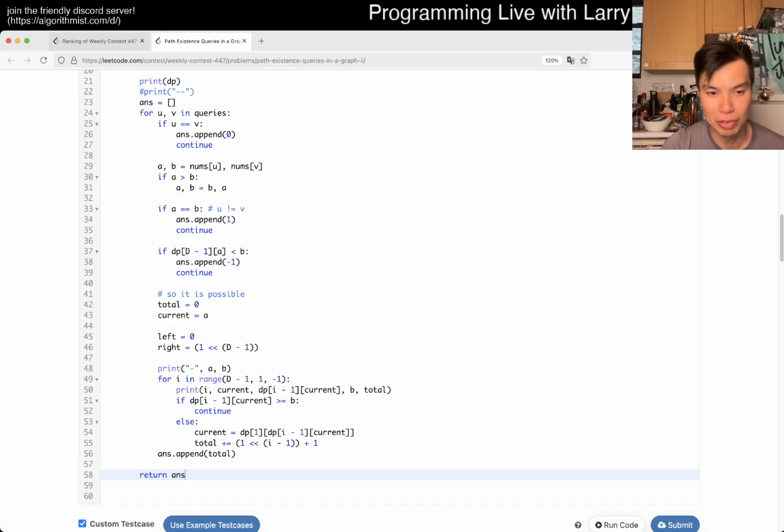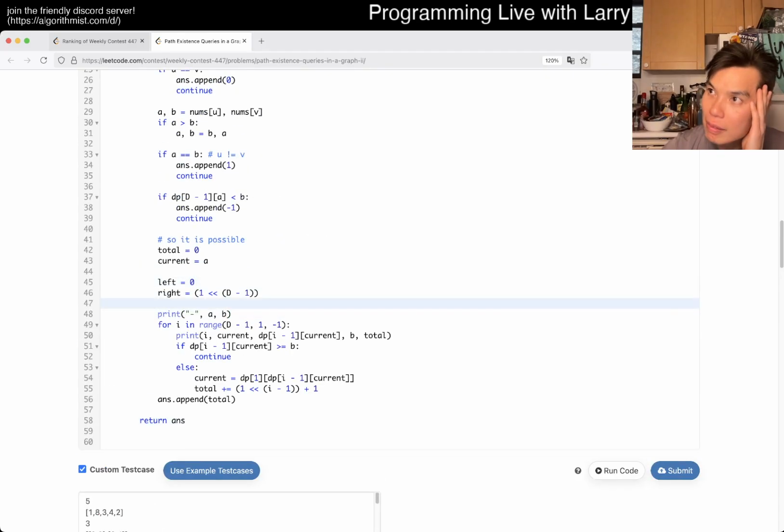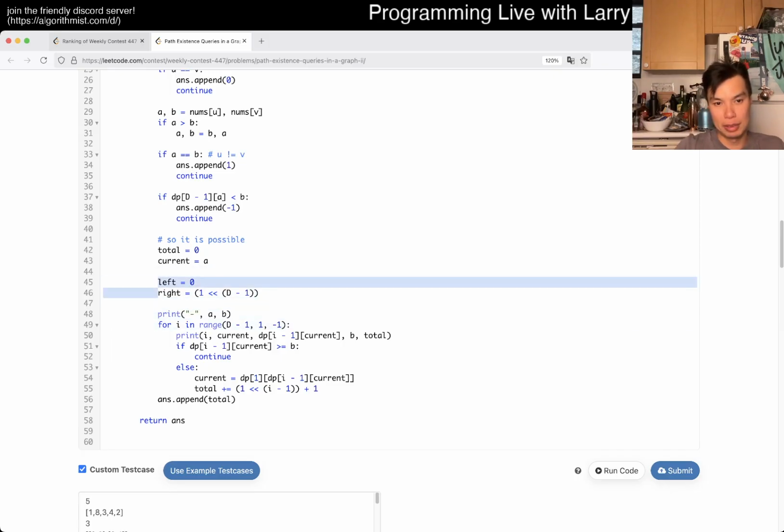Yeah, another loop of 20 would be too slow, I think. Yeah, 20 times 20 is 400. Yeah, that would be too slow, probably. So this is the number of moves. So we're binary searching on the number of moves.